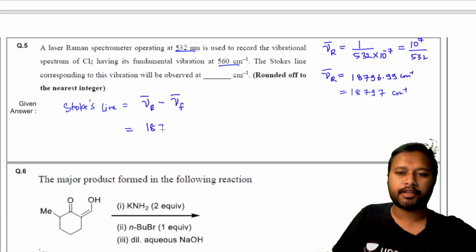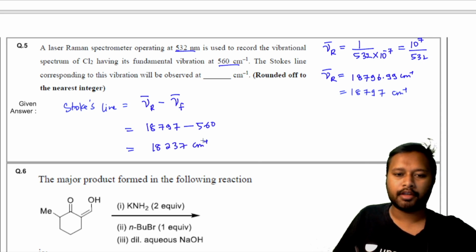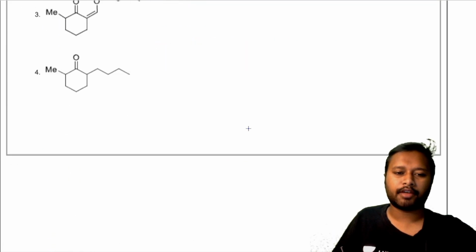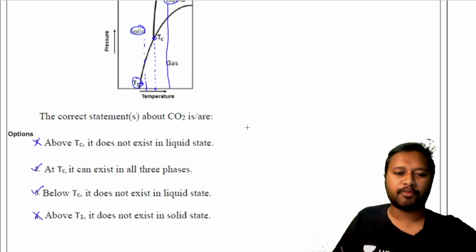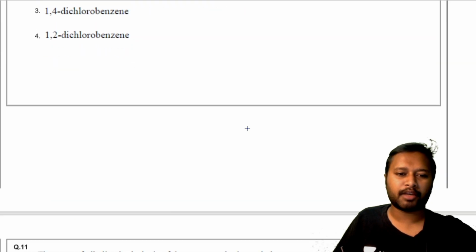So 18797 minus the value, which is 560. You have to just subtract it, and the answer will be 18237 centimeter inverse. This is going to be the final answer, 18237. All right, so this is how it will be done. You can check out your answer. I might make a little bit of calculation mistake, but I think whatever I am doing is best from my knowledge.